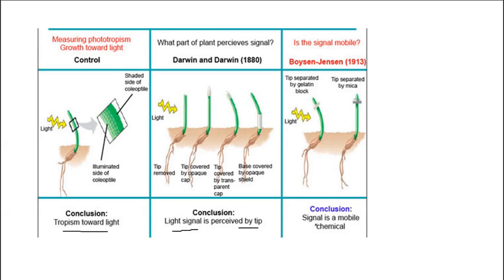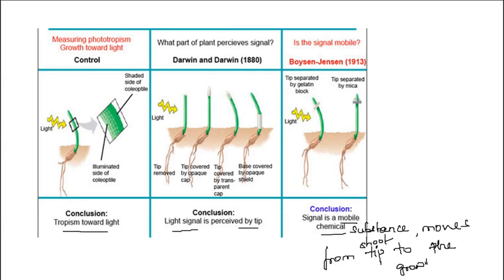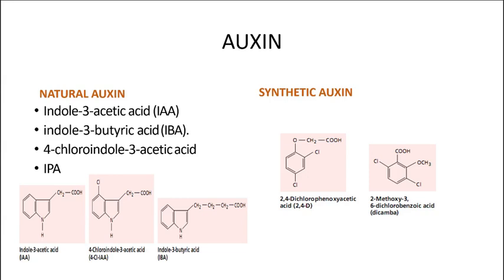But if mica is placed in the dark region, there will be no bending, since auxin cannot diffuse through mica. No auxin diffusion will be seen here because mica is a water impermeable substance. So from the tip, the auxin cannot move downward. So no growth, that is, no bending.